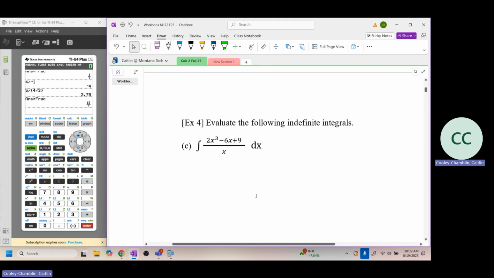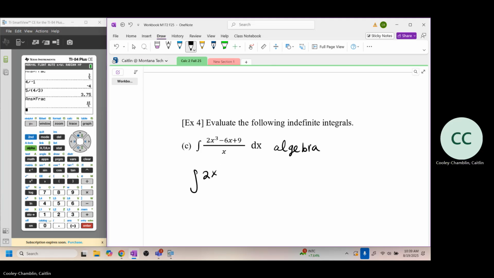So let's use some algebra and rewrite this. So remember from algebra that if we have something dividing the whole thing, it can divide each function separately. So we're going to write the integral of 2x cubed over x minus 6x divided by x plus 9 over x dx.